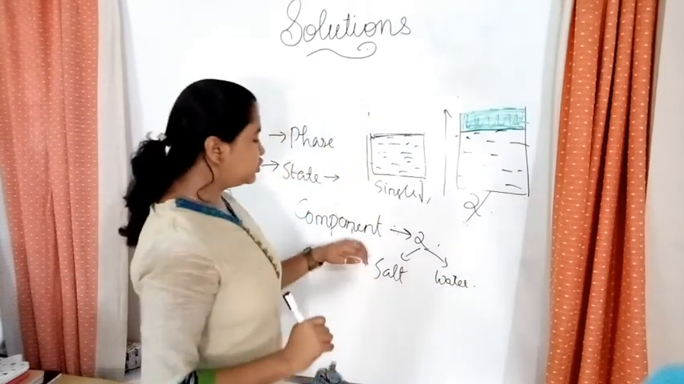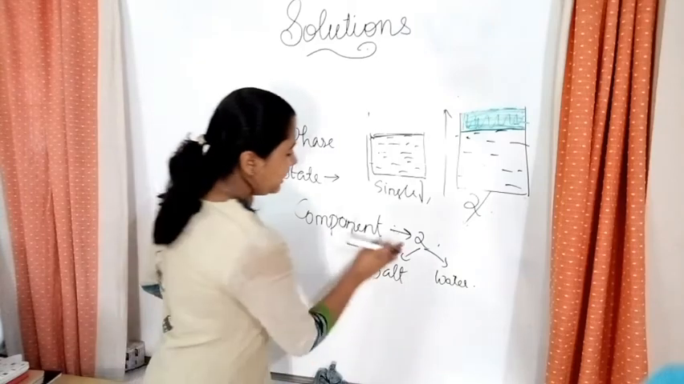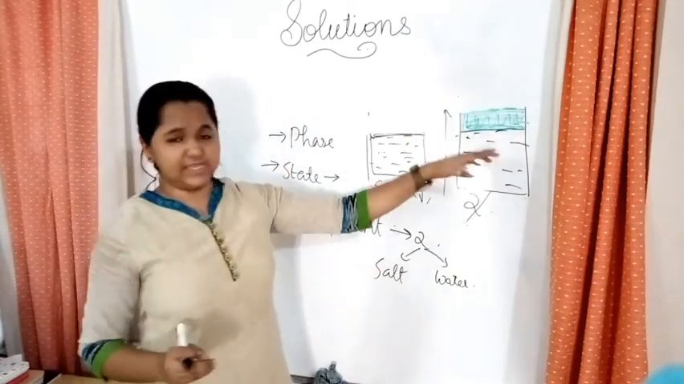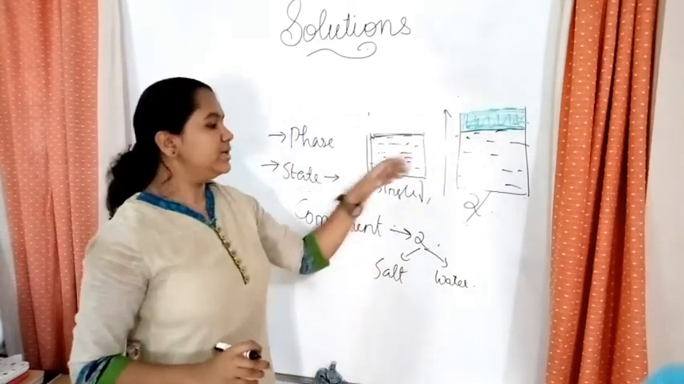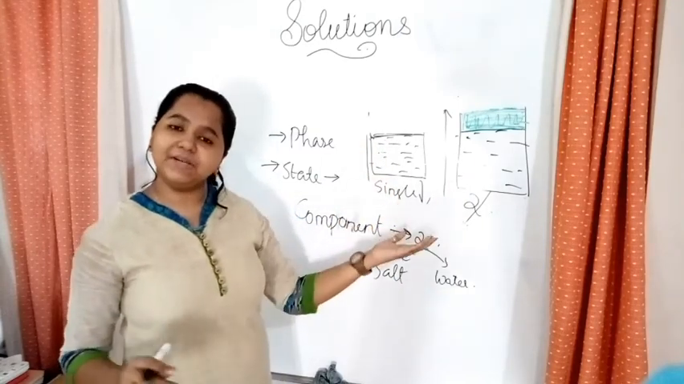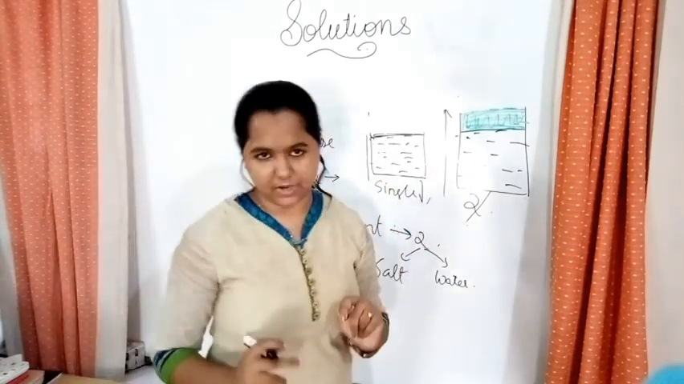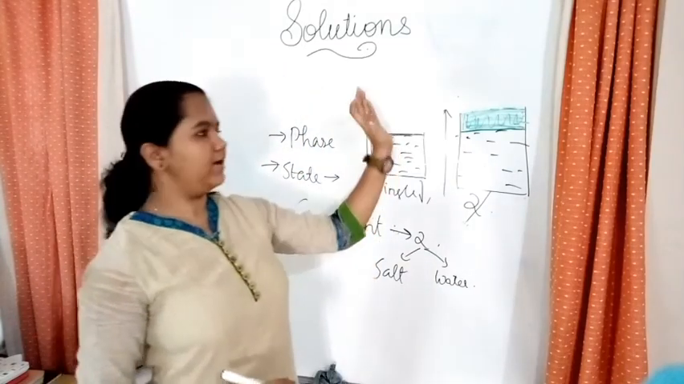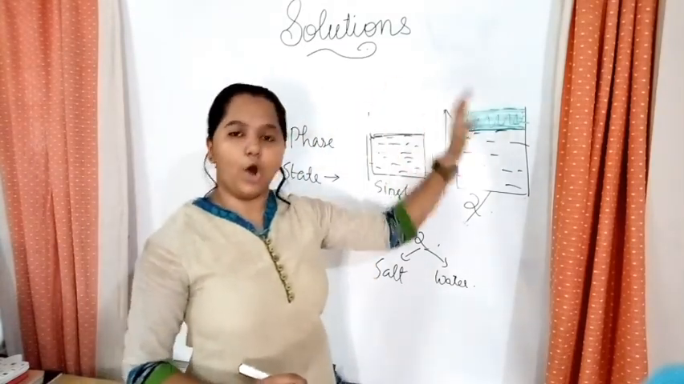Okay. So if you ask, now I told you there are two phases, and here there is only one phase. Here there is only one state. Here there is only one state. How many components are there? In both of them there are two components. One is salt and water, and the other one is oil and water.